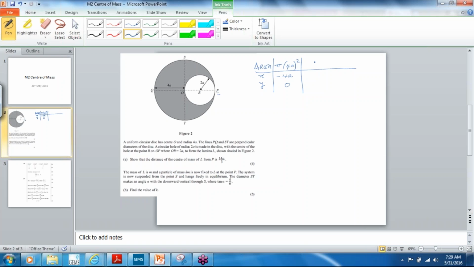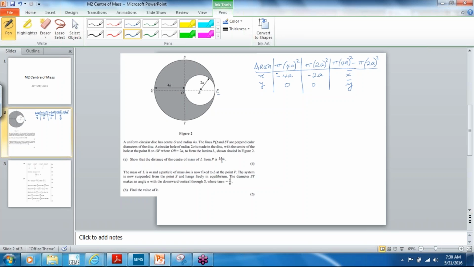Now the small circle has area pi times a radius of 2a squared. Its centre is negative 2a from P, 0. And then we've got the total area, which is the area of the large circle, pi (4a) squared, minus the area of the small circle that is missing, pi (2a) squared. And then the centre of mass is some average x, y position. So we would imagine it to be somewhere on the x-axis, on the other side of O.